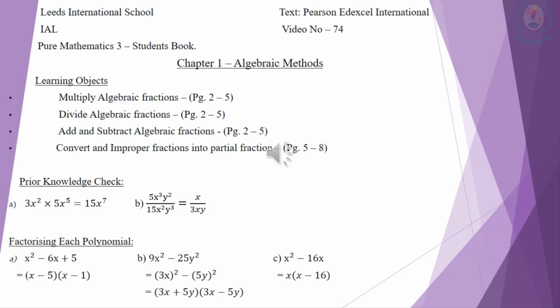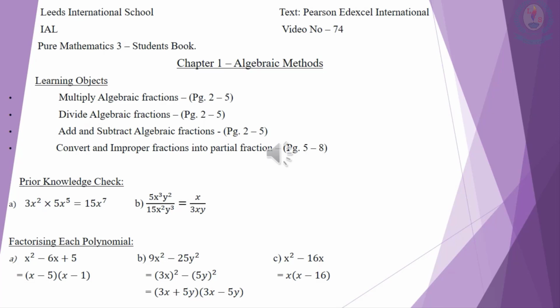Prior knowledge check. A. Multiply 3x squared and 5x squared, which gives you 15x to the power 7. B. Divide 5x to the power 3 y to the power 2 by 15x squared y cubed, which is equal to x divided by 3xy.